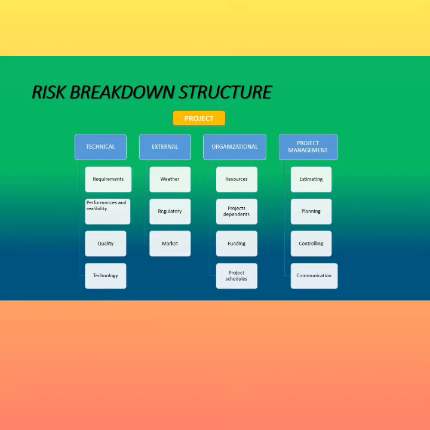We move to external, which is external to the project. We consider the weather at the event. The second one is regulatory, and the third one is market. And for the third category, organizational, the first one is resources, the second one is project dependence, and the third one is funding. For the funding, we collect from the students, the lecturers, and the faculty, which is the Faculty of Environment itself. And the last one is the project schedule.